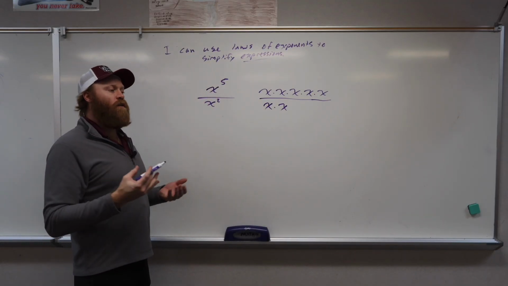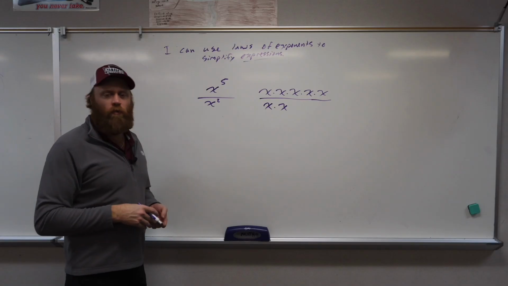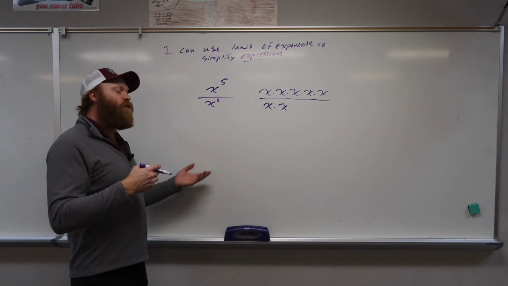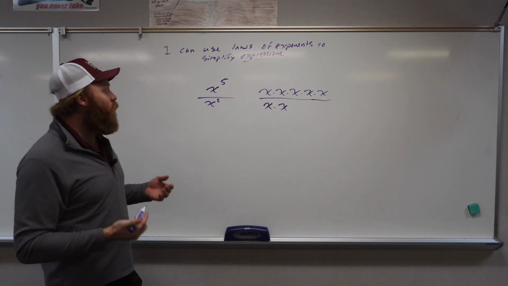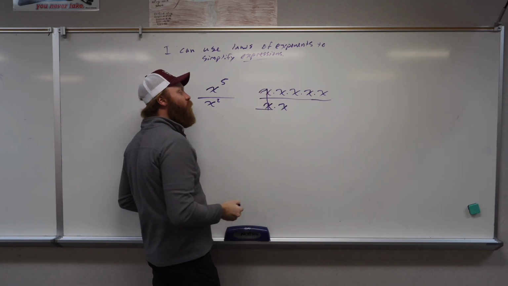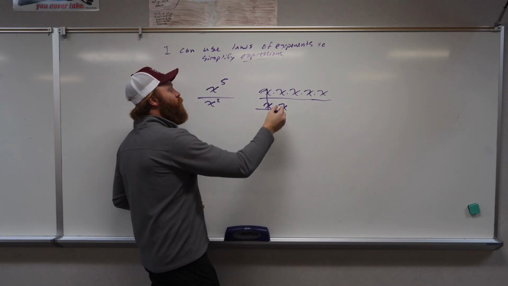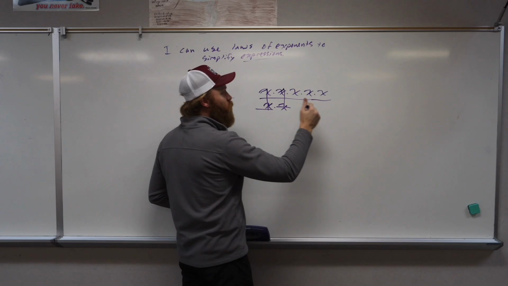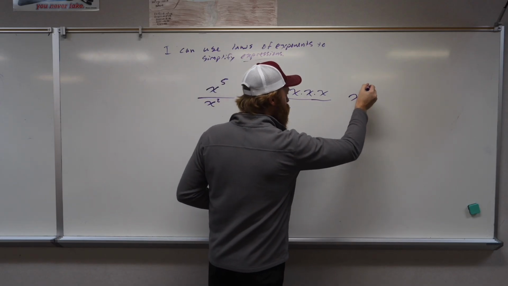Now, again, I go with my students, what's 4 divided by 4? 1. What's 3 divided by 3? 1. What's negative 2 divided by negative 2? It's 1. What's x divided by x? And hopefully they all shout out 1. Correct. So we have 1, we have 1. 1 times 1 is 1, and we would get x to the 3rd power.